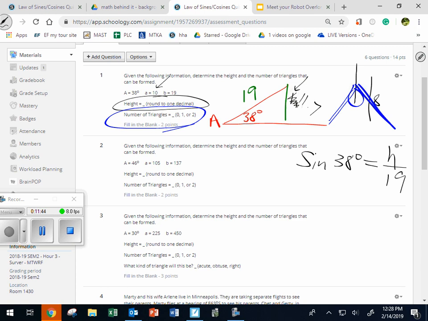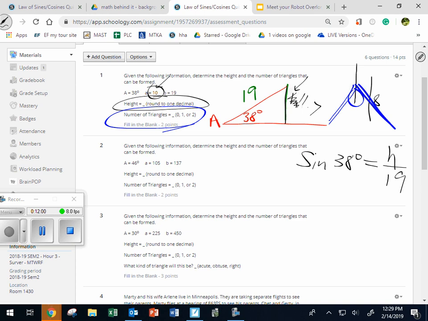If it was straight up and down, it would be 11.7, and our side is not straight up and down. Our side is 10. So therefore, it's not going to meet. It's not going to touch, and therefore it's not going to create any triangles. So the answer is 0.